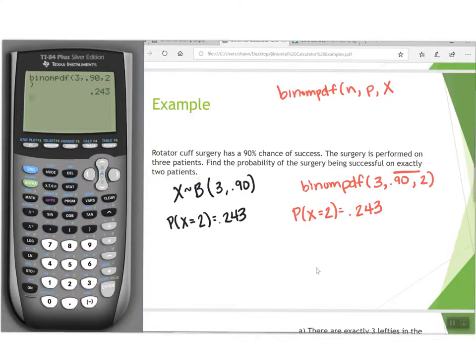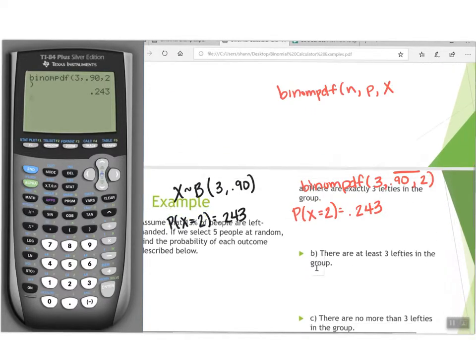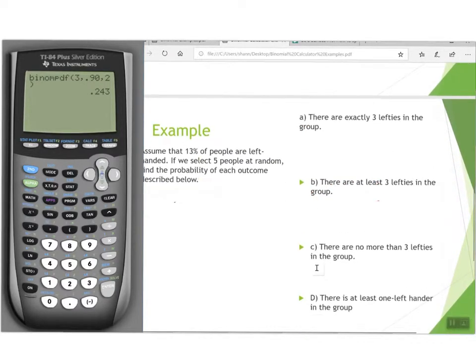Let's look at the next example. So we did this about the left-handers. Assume that 13% of people are left-handed. If we select 5 people at random, find the probability of each outcome described below. Let's find the probability that there are exactly 3 lefties in the group. So again, the key word here is the word exactly. And we want exactly 3 lefties. So we'll write that as the probability that X is equal to 3.